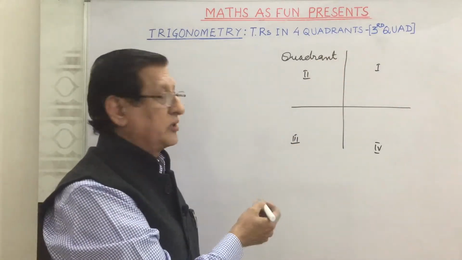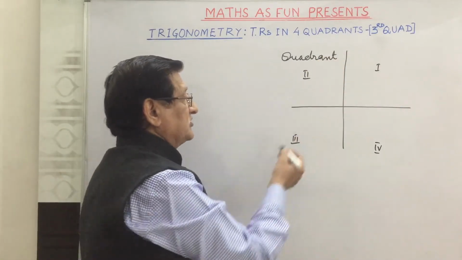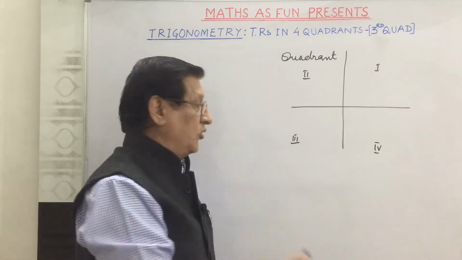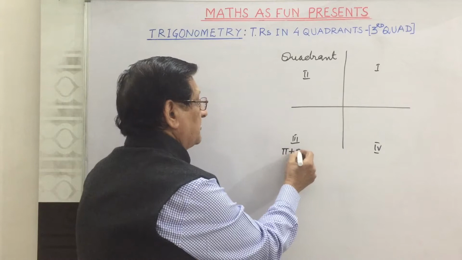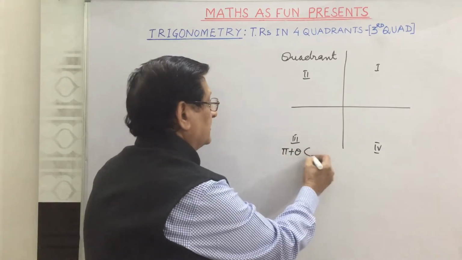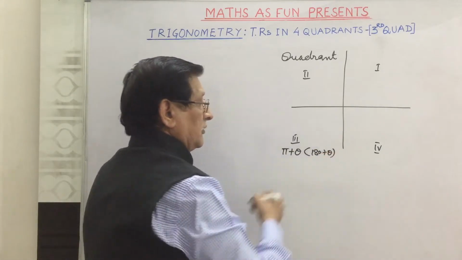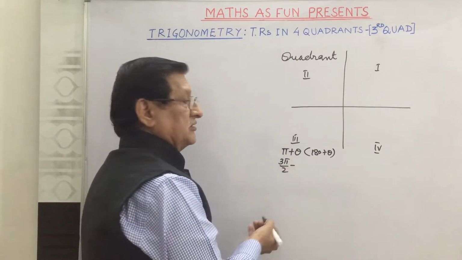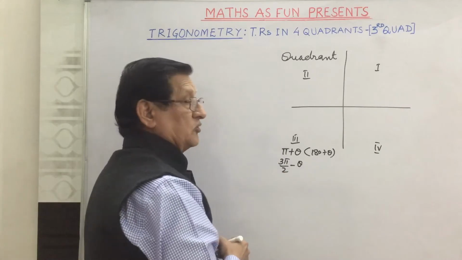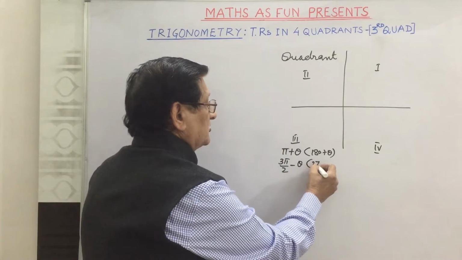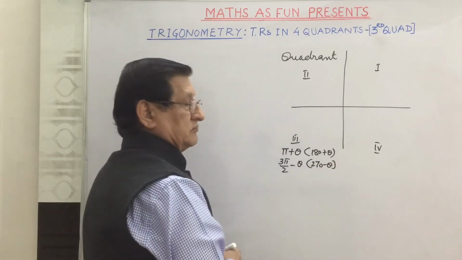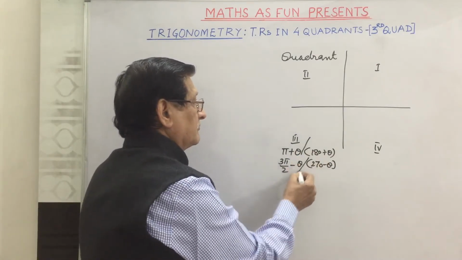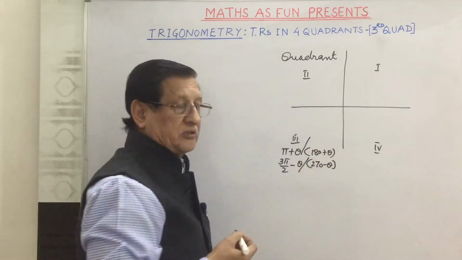When we go to the third quadrant, we find all those angles which are greater than 180 degree and less than 270 degree. Or we can say this is greater than pi, we can write this as 180, or it is less than 270 or less than 3 pi by 2, 3 pi by 2 minus theta or 270 minus theta. These are the angles we have in this particular quadrant.